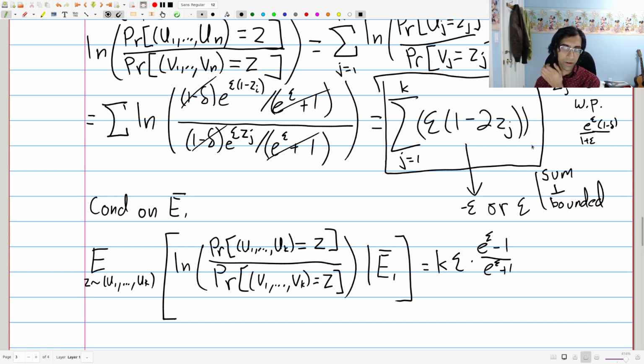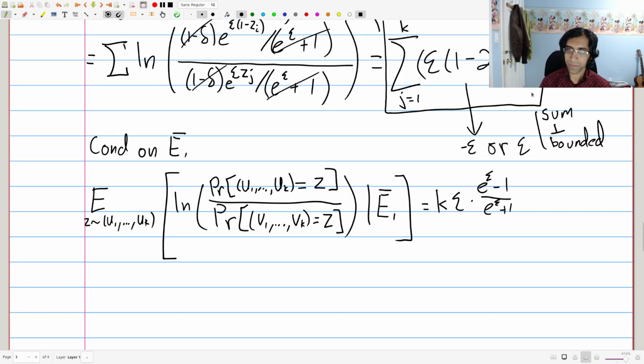However, here there are two differences. One, we're not just looking at the value of z, we're looking at the value of 1 minus 2z. Sorry, this should be e to the epsilon. So one, we're looking at a transformation of z. And the second thing is that we are also conditioning on the event E1 bar. So if you do the calculations, perhaps using Bayes' rule, you'll get that this term just disappears. If you condition on that delta probability event not happening, then it'll just be distributed as this.